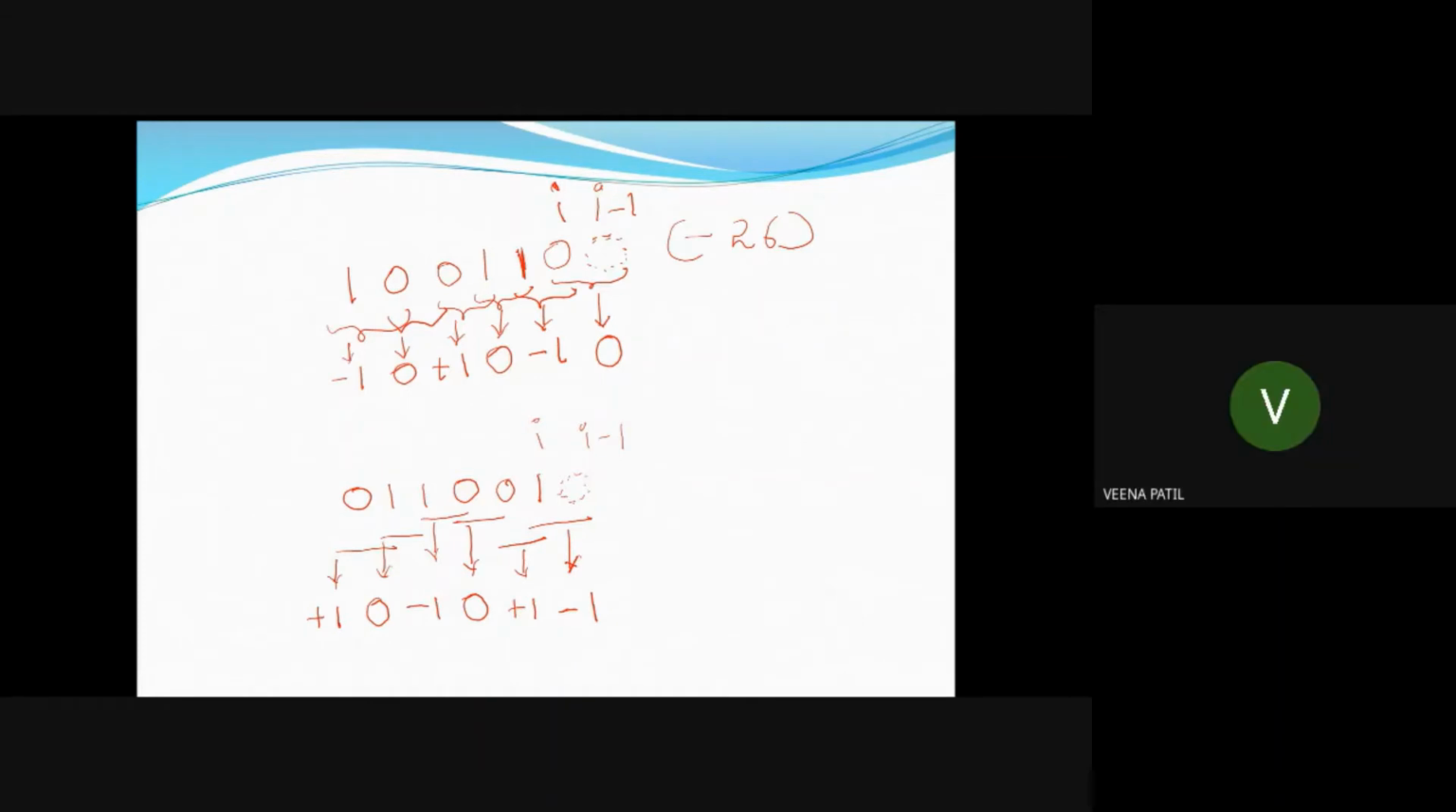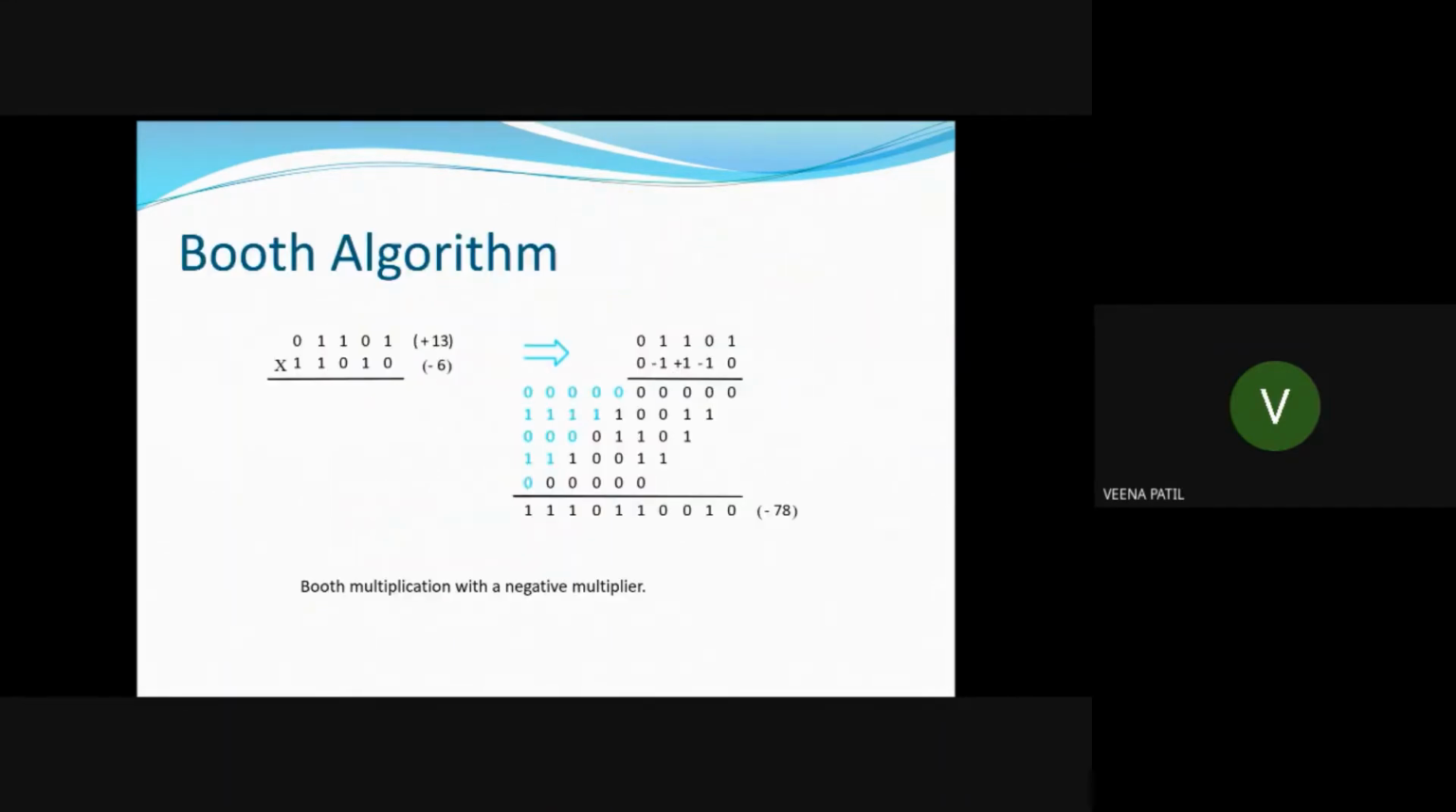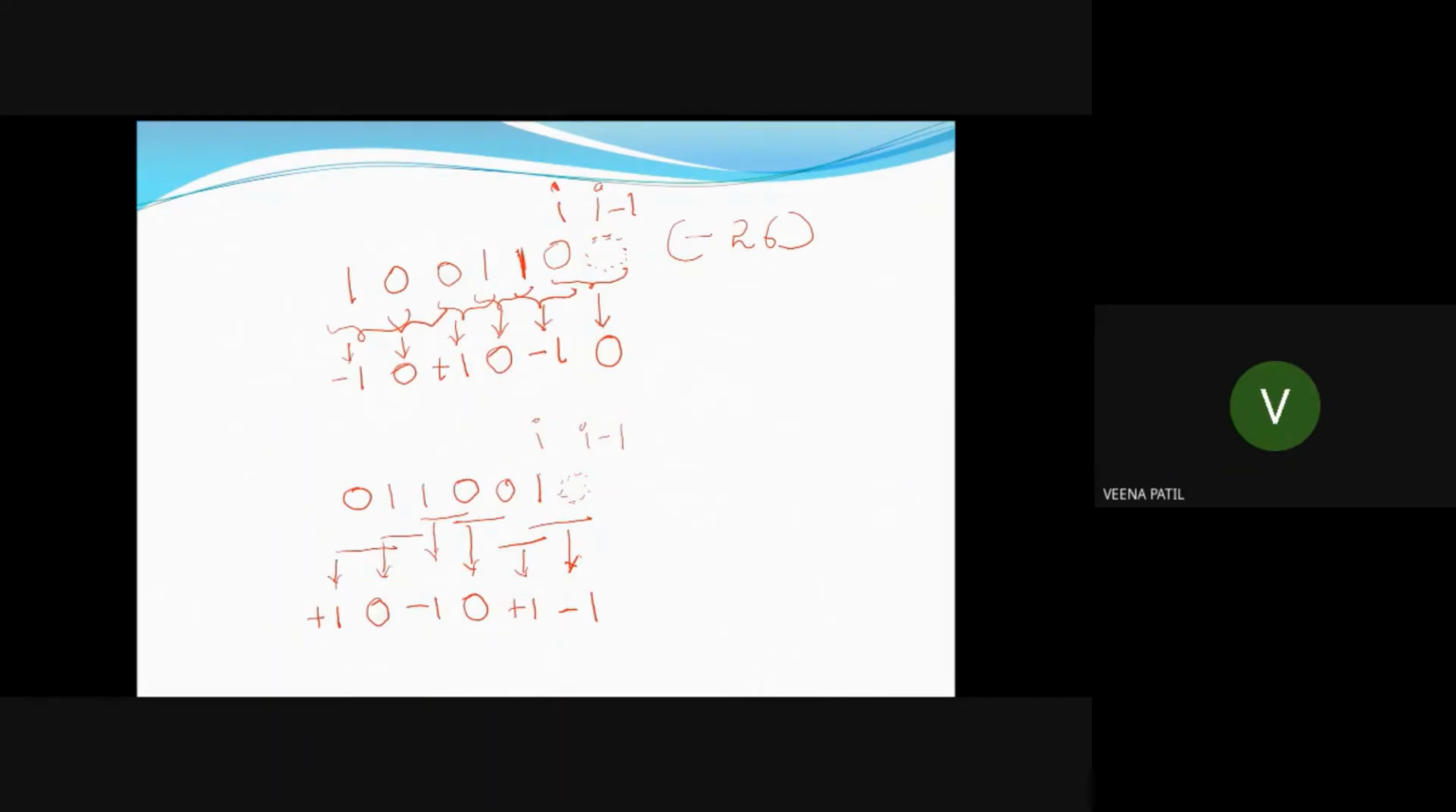Okay. So once you know how to record these bits, now we will see what to do with this. We have here one example. Like we want to multiply +13 with -6. So +13 into -6. Try to, without seeing this, take down the number.